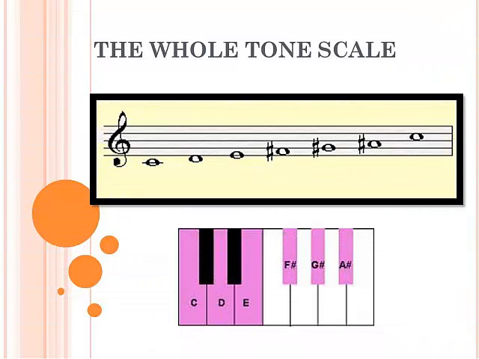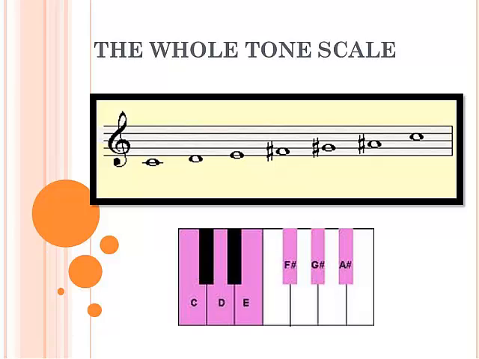The whole tone scale has 6 different notes and each is separated by a whole tone. The first and the last notes are the same, and as the name implies, there are no semitones, only whole tones. There are only 2 types of whole tone scales, the whole tone scale beginning on C and the whole tone scale beginning on C sharp or D flat. Here we have the whole tone scale beginning on C.